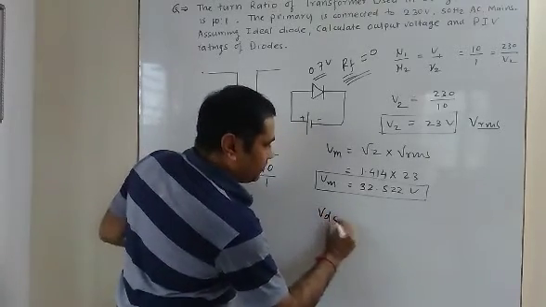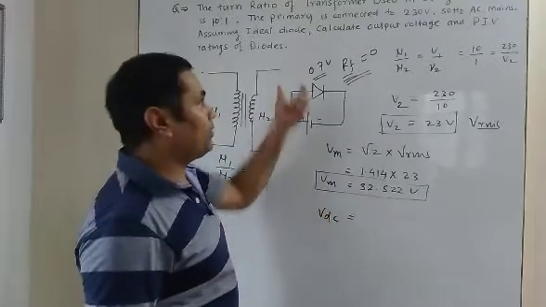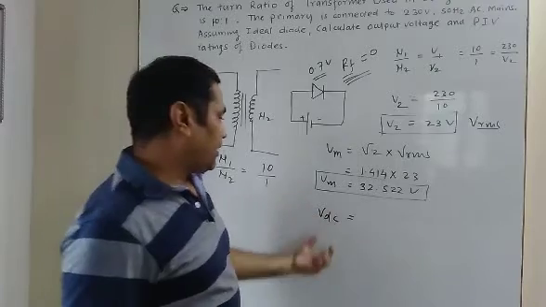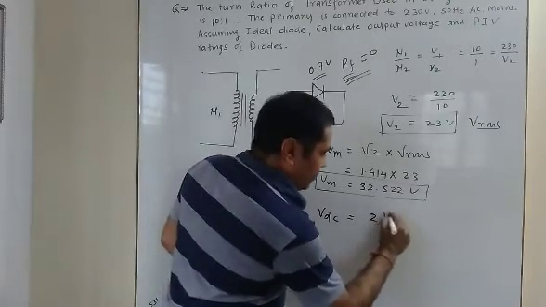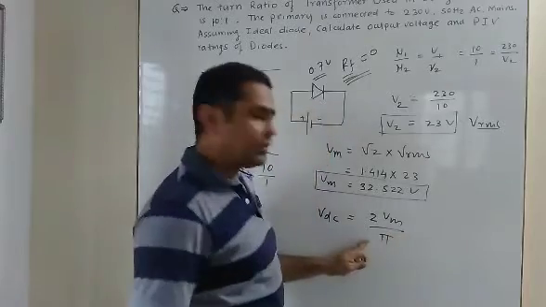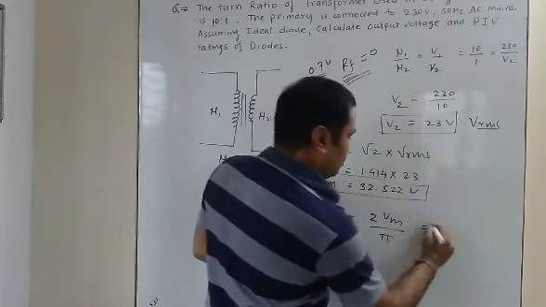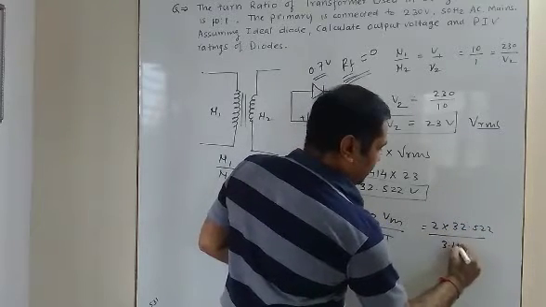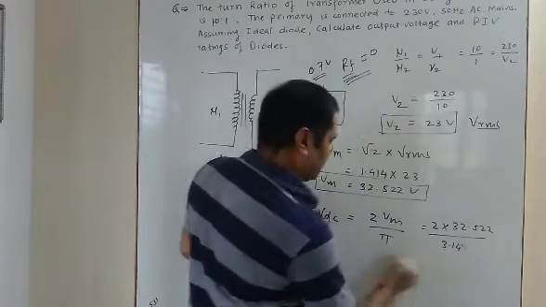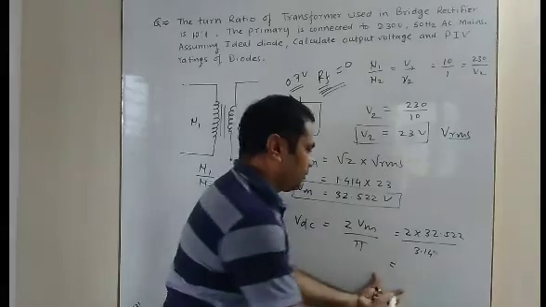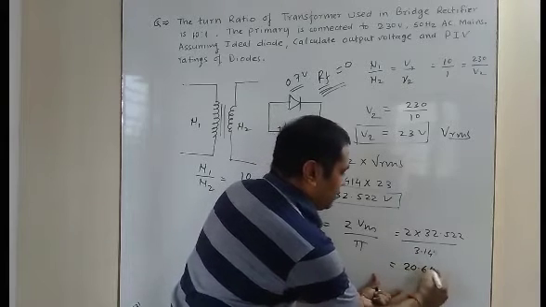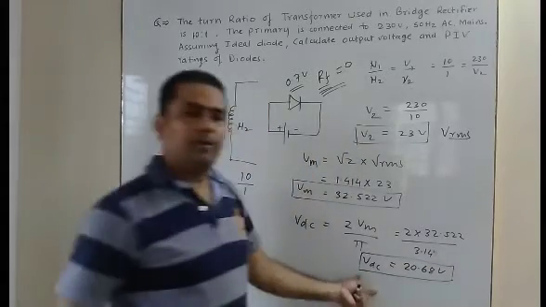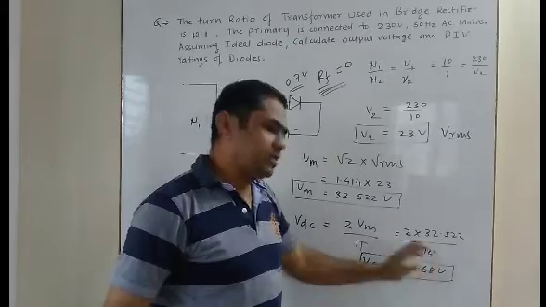For calculating DC voltage, the formula is the same for the full wave rectifier using center tap transformer and for the bridge rectifier. So VDC is equal to twice Vm upon pi. Vm we have just calculated. So 2 multiplied by 32.522 divided by pi, which is 3.14, will be found to be 20.68 volt. This will be the DC voltage at the output, 20.68 volt.